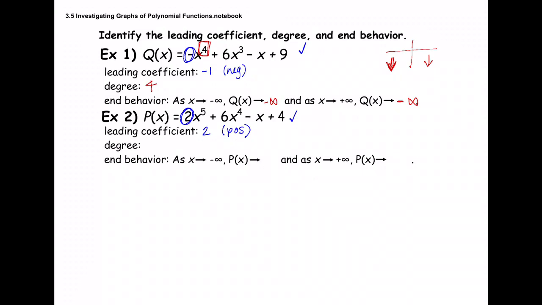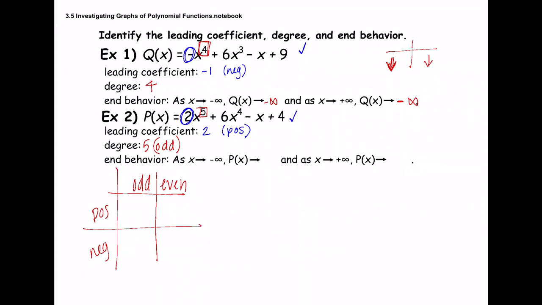When we look at our degree, it is 5, which is odd. So then we can go back to our end behavior. So if we have an odd degree, we set up this chart, which you should memorize: even, positive, negative.